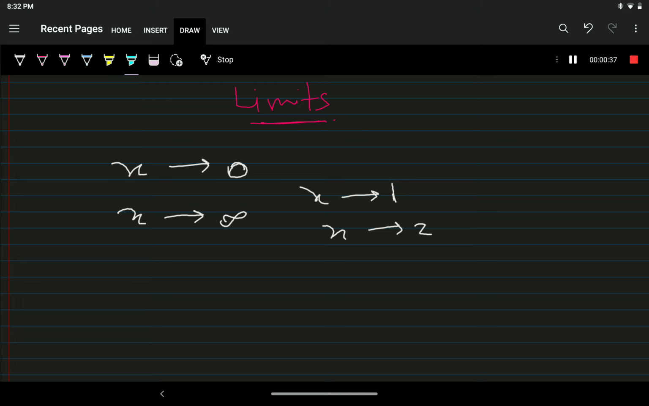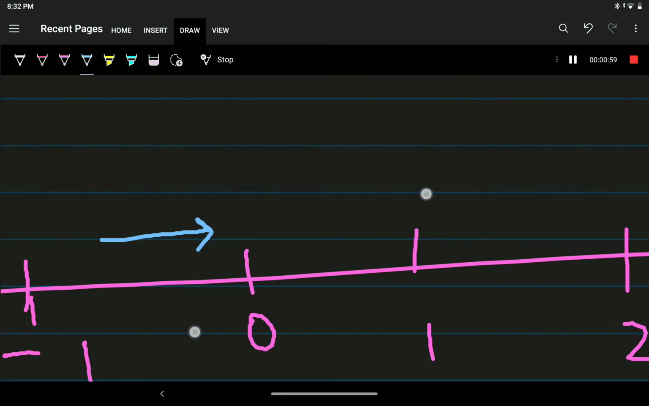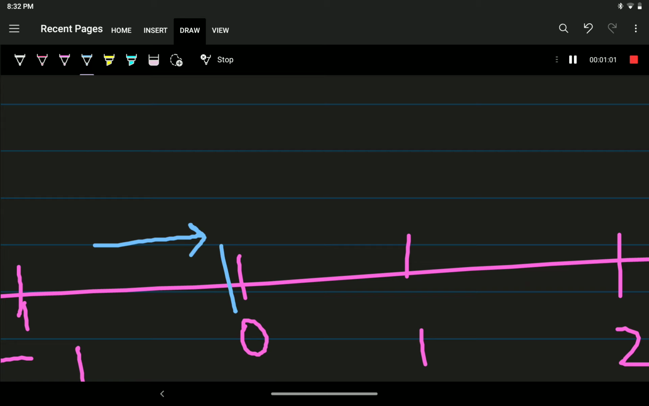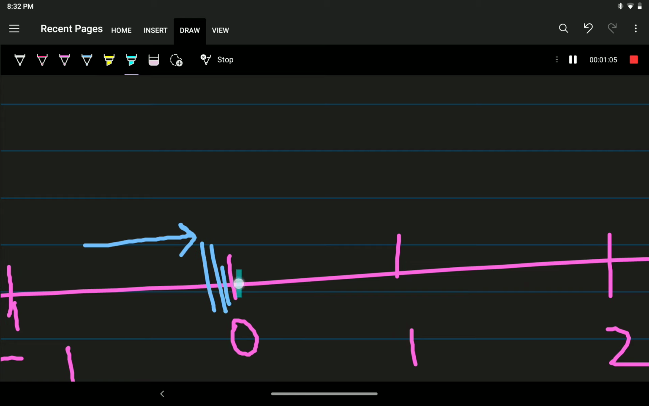This all means that x is tending towards 0. This sign is for tends, 0, infinity, 1, 2. Now, how to understand this? If you plot a number line, 0, 1, 2. Now, if you see the first one, x tends to 0. That means x is a variable which is tending towards 0, but it is not exactly 0. It will be somewhere here, here, or maybe here, but it will not touch this point.